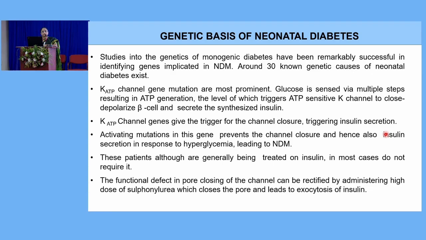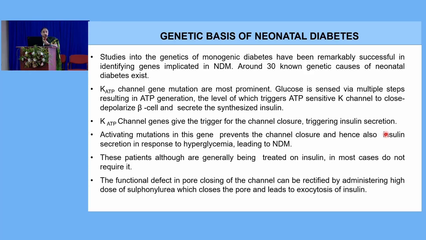So if you go to the genetic basis of neonatal diabetes, again, you do have a number of genes here, about 30 genes or so, but not all of them are very frequent in their appearance. You do see prominence only with the ATP channel genes, which is very important. That is where the glucose sensing takes place.